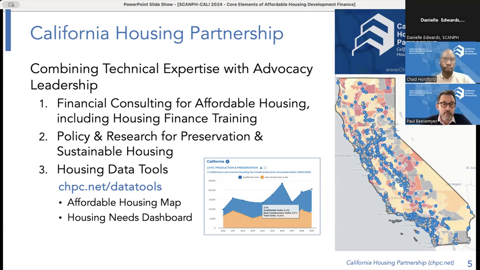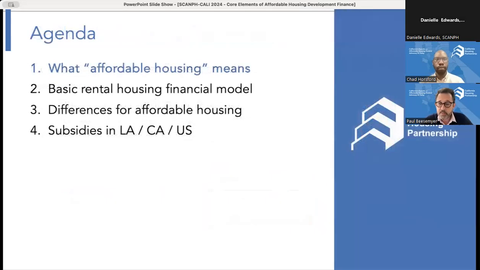We also have substantial staff on other teams who are doing policy research and implementation for affordable housing preservation and sustainable housing implementation. And we also have a number of housing data tools, and you have a link there for some of you who aren't aware of some of our data tools. Those may be helpful to you, particularly for those of you in government. So that's the brief on who we are and what we do.